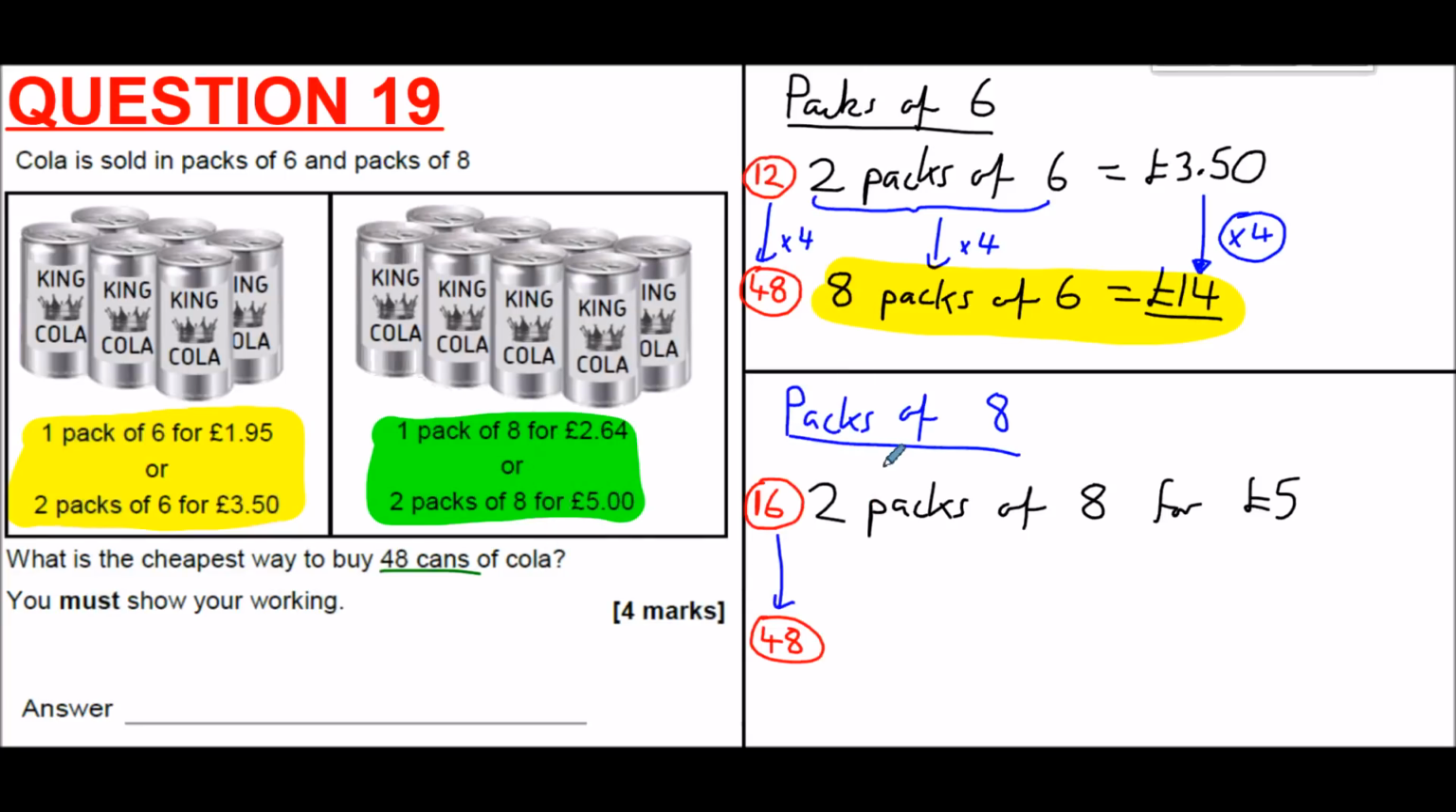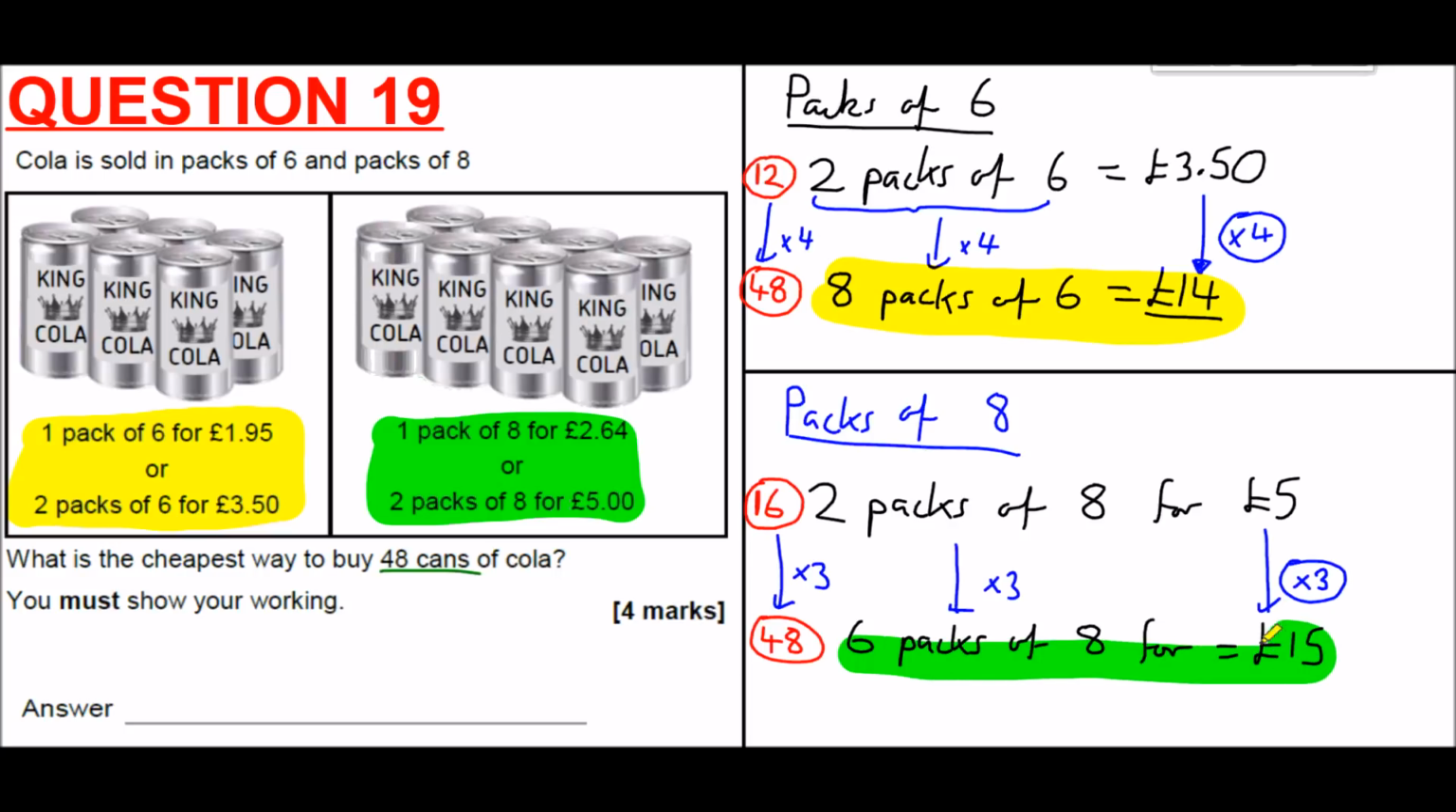So what that means is we need 3 times as much as the 2 packs of 8 offer. And so what we can do, in effect, is use this 2 packs of 8 offer 3 times. So instead of getting 2 packs of 8, we could get 6 packs of 8. And if we use this offer 3 times, then the price would be the offer price of £5 multiplied by 3 as well. So 5 multiplied by 3 comes out to be 15. And so if we use the packs of 8, we could get 48 cans for £15. Or using the packs of 6, we can get 8 packs of 6 for £14.